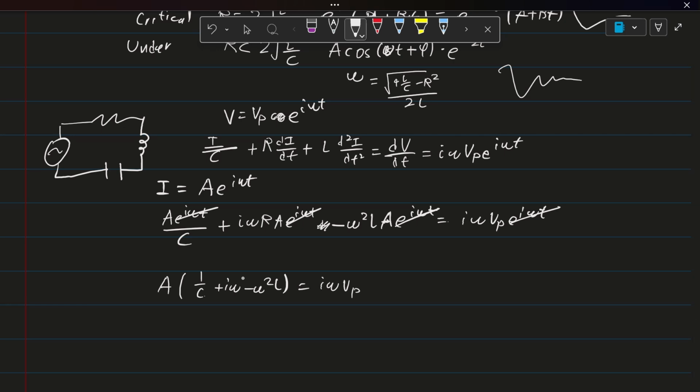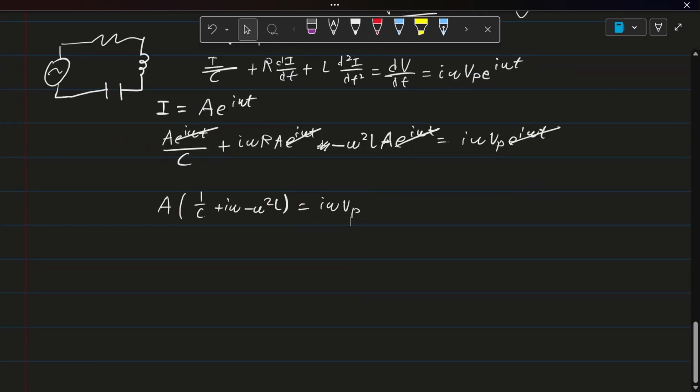So we are able to figure out what is the A, or the amplitude, which is I omega Vp over 1 over C plus I omega R minus omega squared L. And this could actually be simplified much further. Oh, sorry, that's I omega R.